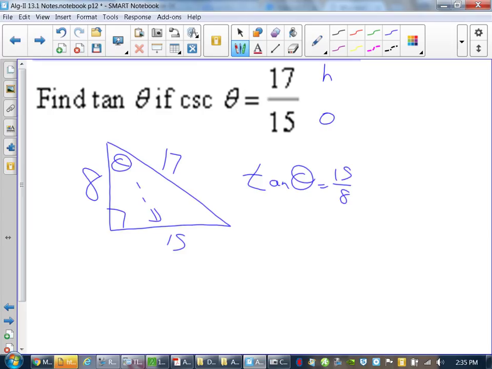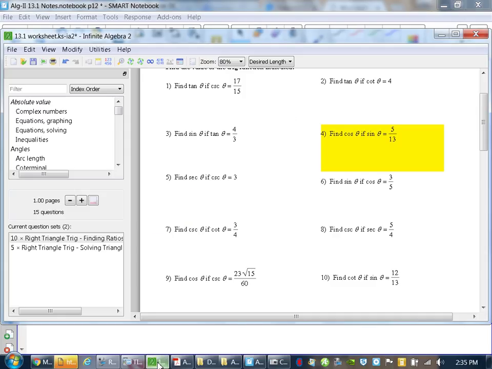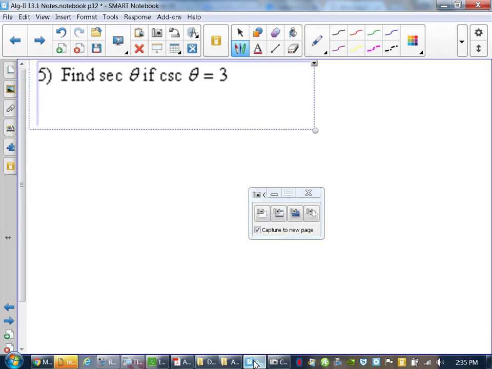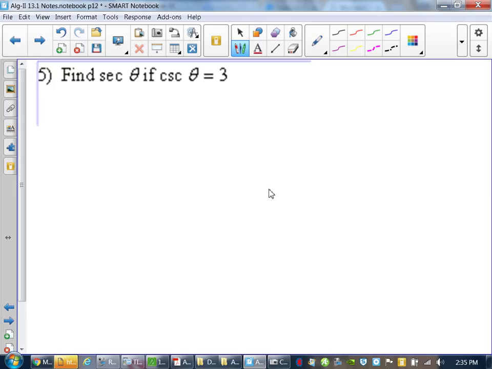I've had this question asked of me quite a bit. What happens if it gives you the cosecant of something is just 3? What is cosecant again? Very good. Because cosecant is what over what? It's hypotenuse over opposite, which means they are just saving ink by not putting this over 1.